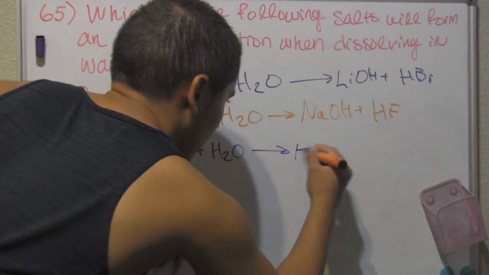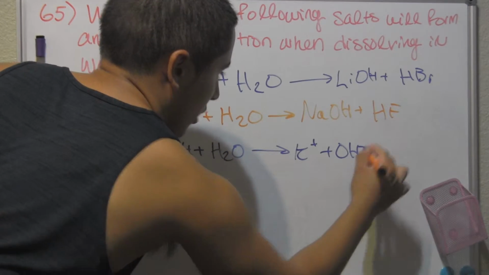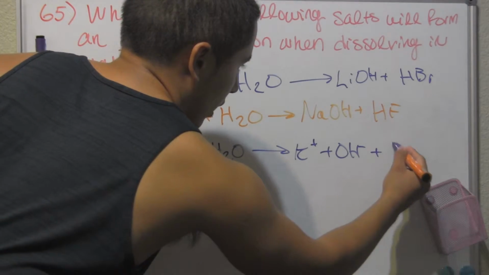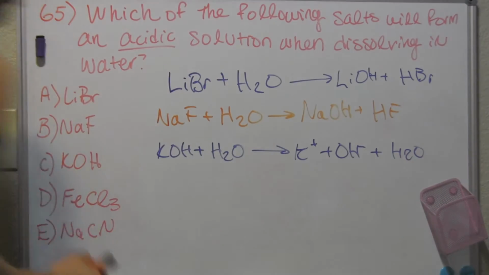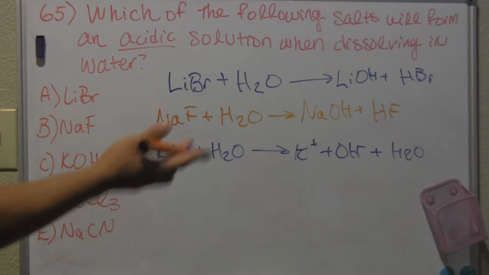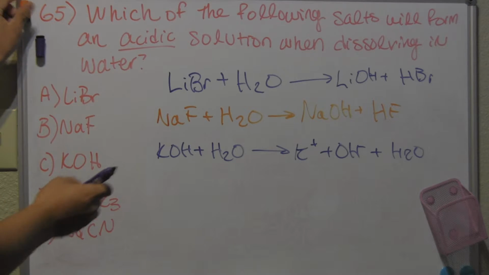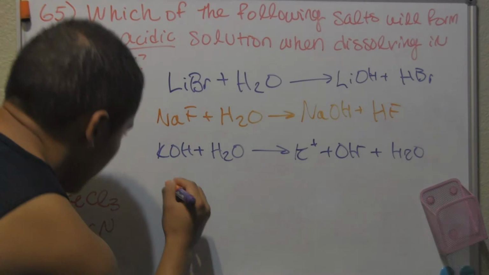Okay, so when mixing these together, you get K+ and OH-, hydroxide, plus the water itself. So this obviously is not going to be very acidic because there's nothing but ions inside it. There's no acids. Okay. So our next reaction, we have iron 3 chloride mixing with water.